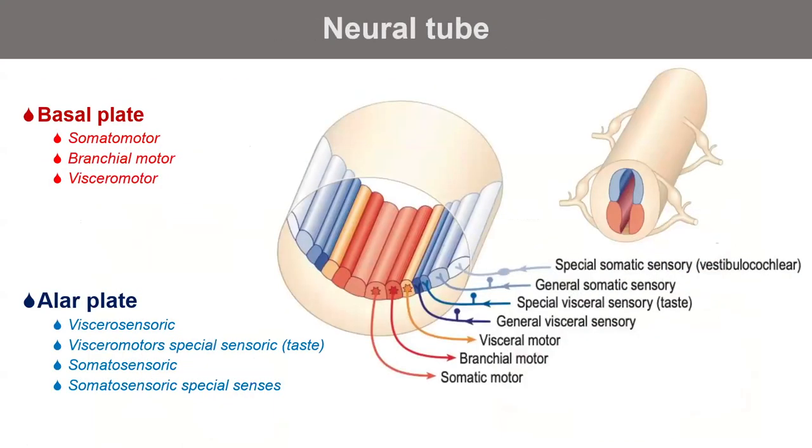And here is the general picture of how the different fibers arise from the neural tube during the development of the nervous system. We have the two main parts, the basal plate and the alar plate. As you see, the red ones are motor, regardless of whether they are somatomotor, branchial motor or visceral motor, and they arise from the basal part of the neural tube. The sensory parts of these different fibers arise from the alar plate of the neural tube.